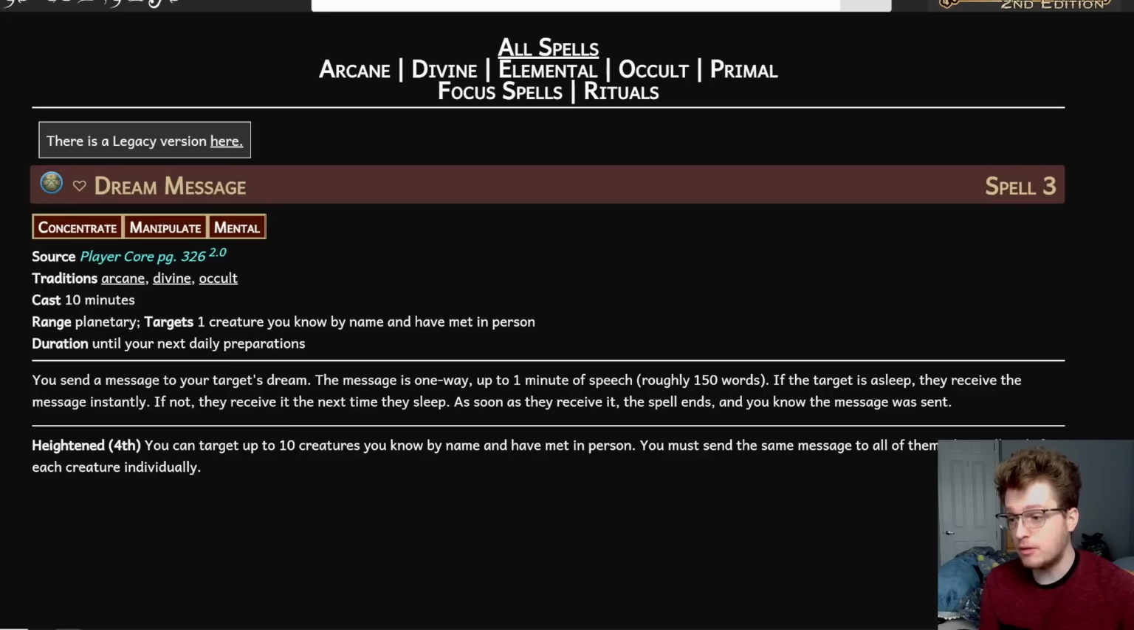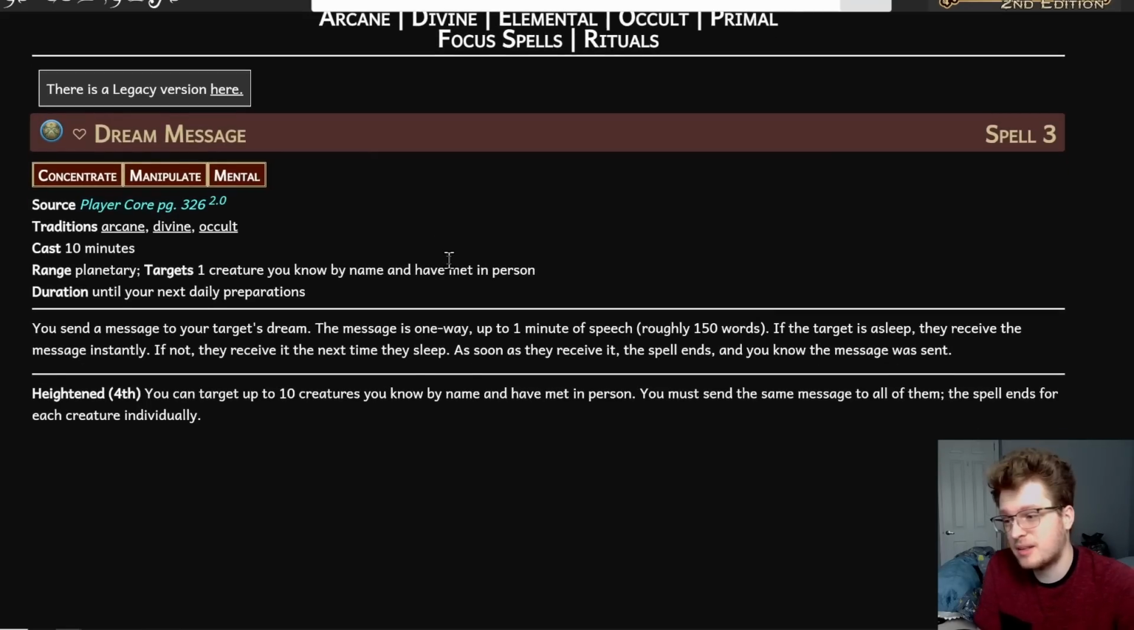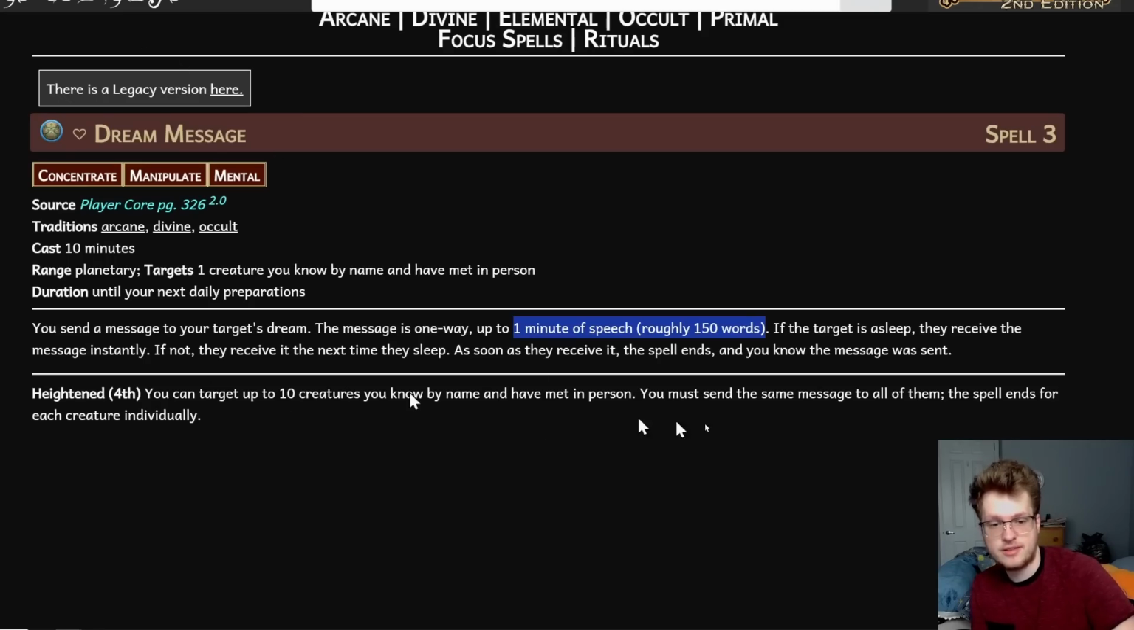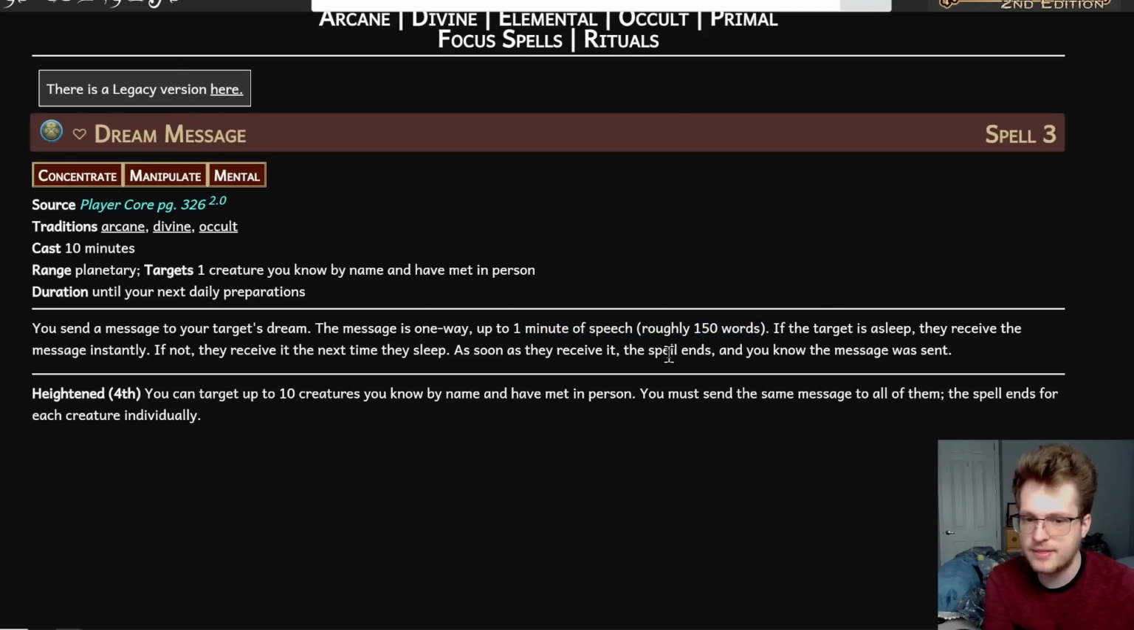But if you didn't want to have that limit, Dream Message has a similar restriction of it's only at night, but you can send up to a minute of speech, roughly 150 words, so already we are looking at several multiples larger than sending, 6 sending spells worth of information from a Dream Message, and they'll get it the next time they sleep.